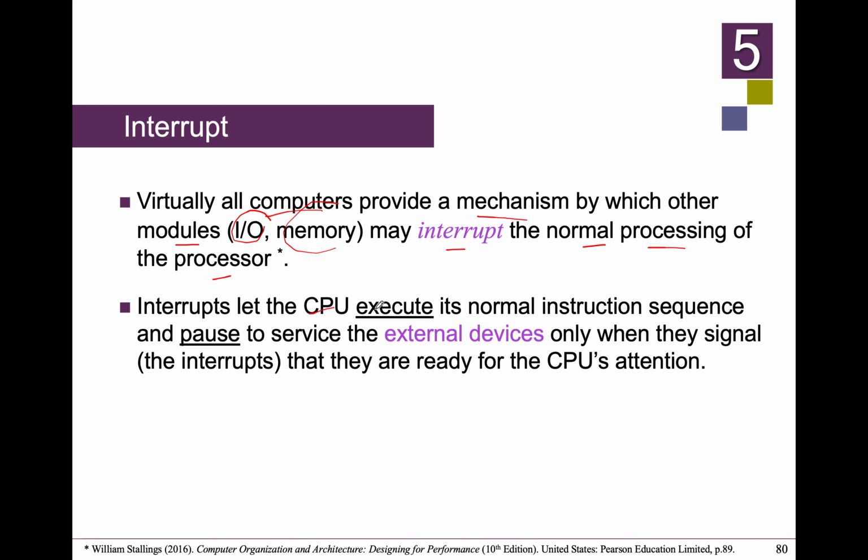Interrupt lets the CPU execute its normal instruction sequence and pause. You're going to stop it to service the external devices only when they signal the interrupt, which is the signal that they are ready for the CPU's attention. So this is what is going to happen.